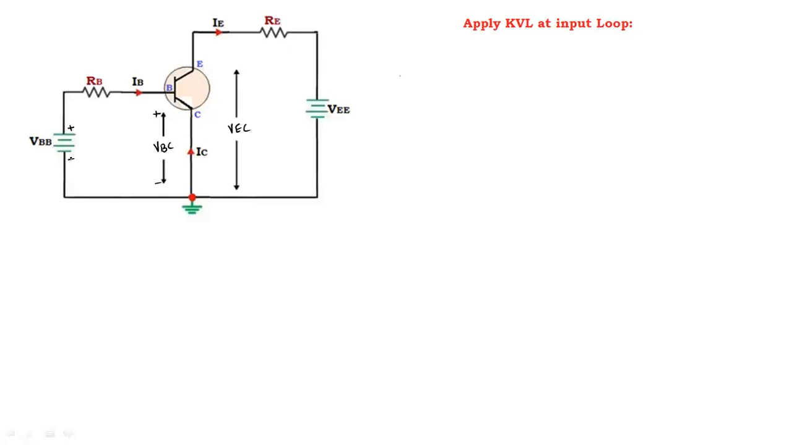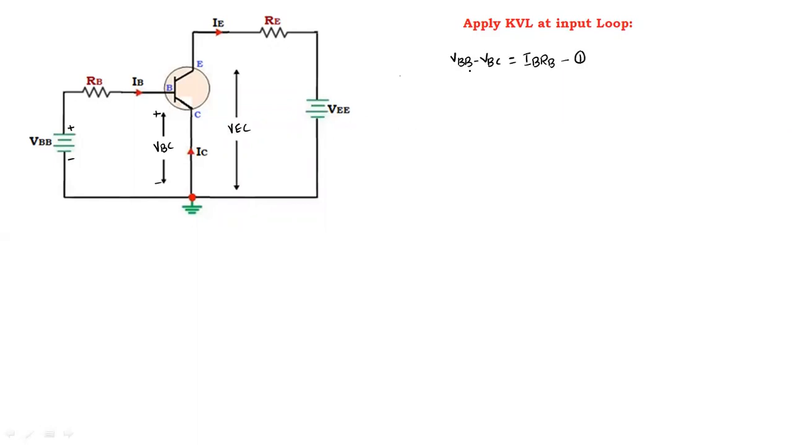Now the current is flowing from minus to plus: plus VBB, minus VBC, is equal to the voltage drop IB into RB. That is, VBB minus VBC equals IB into RB. This is equation number 1.